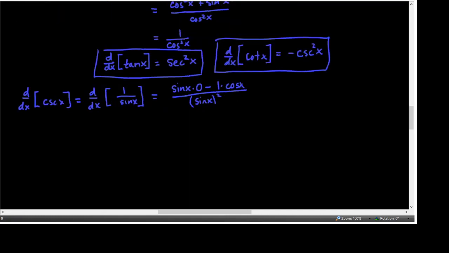Okay, and of course sine times 0 is 0, minus cosine will be negative cosine of x over sine of x times sine of x. And I did that on purpose because of the form that the answer is going to take. Then I could split that and make that negative cosine of x over sine of x.